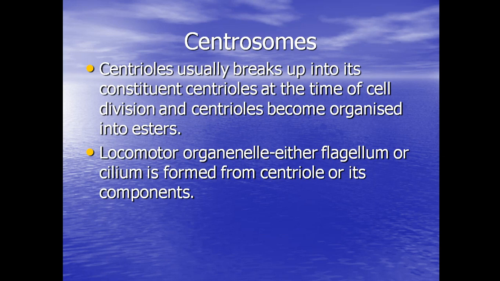These centrioles usually break up into their constituent centrioles at the time of cell division. Actually, there are two, and they break up into constituent centrioles only at the time of cell division, that is during mitosis and meiosis. Then these centrioles become organized into aster fibers. If you remember what you learnt about cell division in your plus 2 or in high school, you must have read the term aster fiber. So these centrioles become organized into asters.